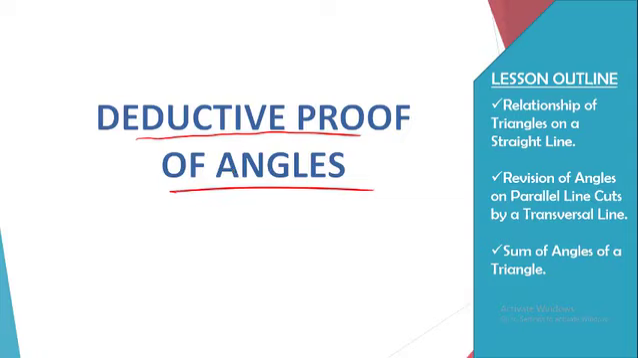Welcome back. Our focus in this lesson is on the relationship of triangles on a straight line. We'll also deal with revision of angles on parallel lines, which are cut by a transversal line, and lastly we'll look at some angles of a triangle. Okay, let's start. In our previous class we talked about some angles. In this lesson we will start with angles like straight line angles.